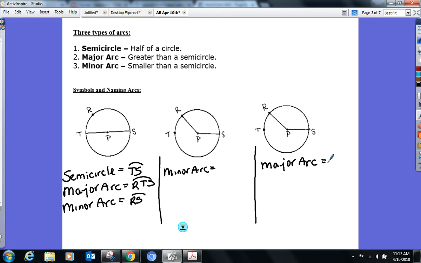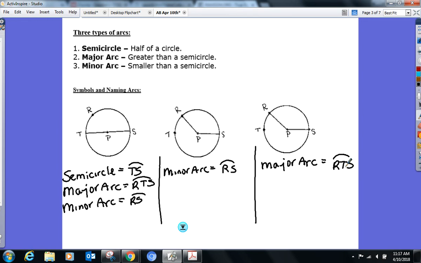Need a number, Nick? 20. Minor arc? RS. There's one example. Could have had TR as well. Number? Major arc? RTS.